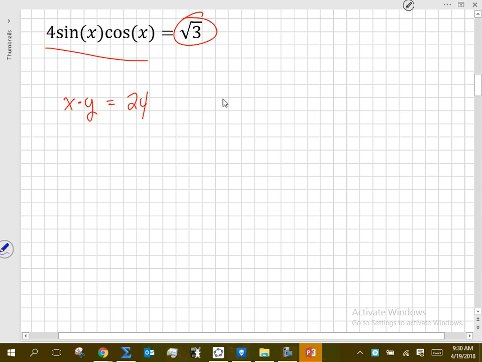So we can't narrow in on those values for x and y individually when their product is equal to something other than 0. So when it's radical 3, we can't just start factoring.